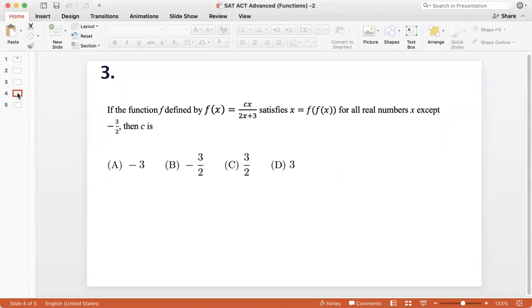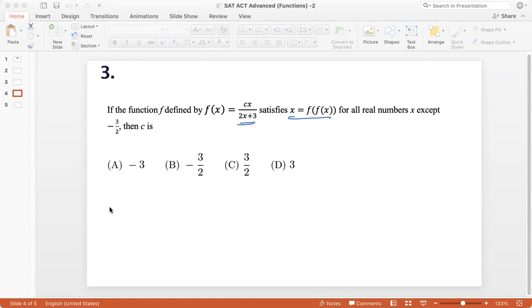Question 3. If the function f defined by f(x) = cx/(2x+3) satisfies x = f(f(x)), so this is a nested function, for all real numbers x except -3/2. Not -3/2, because if x becomes -3/2, the denominator becomes 0. Then what is c?